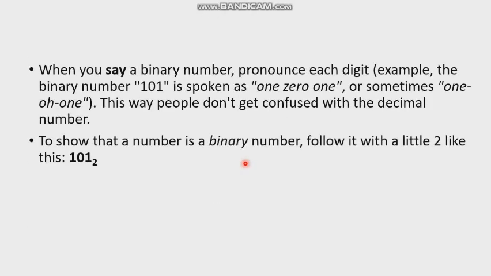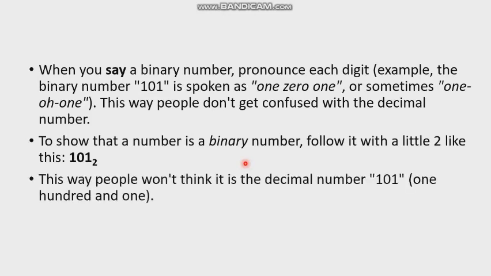So when you say a binary number, you pronounce each digit. So for example, the binary number 101 is spoken as one zero one. This way people don't confuse it with the decimal number. To show that a number is a binary number, it has to have a little 2 at the end. Do you guys see it? Yes. Base 2 actually. Okay, you call it a base. This way, people won't think it's a decimal number.